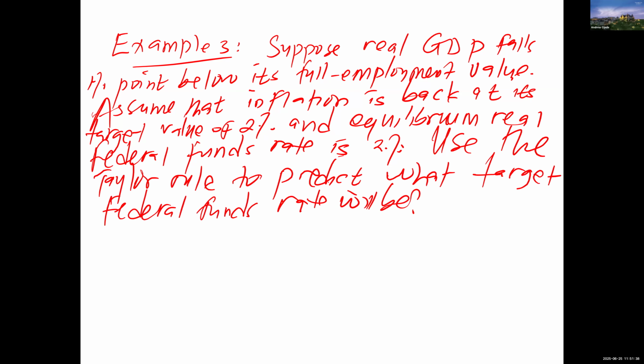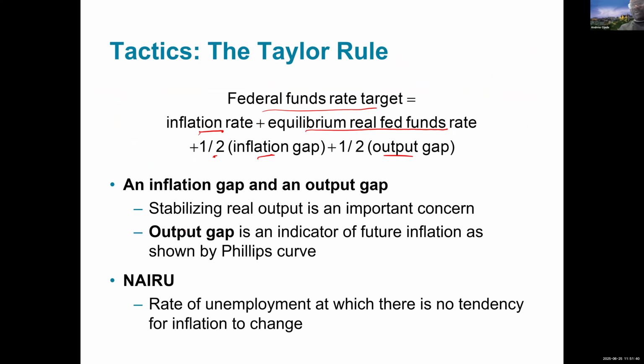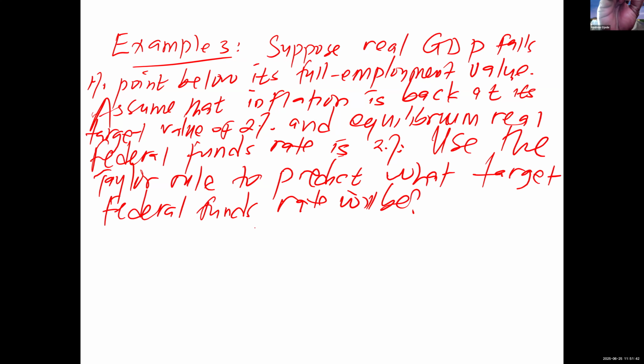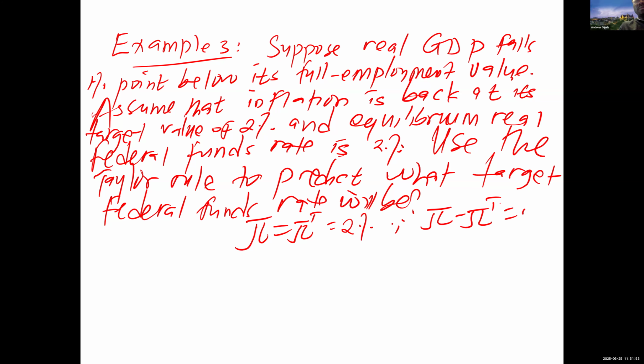So you summarize. The first thing we've been told is that actual inflation is back to its target of what? 2%. So this means the inflation gap is 0. Pi minus pi t is 0. And then we have been told that real GDP, or actual output, falls 1 percentage point below its full employment value. So that means the output gap is negative.